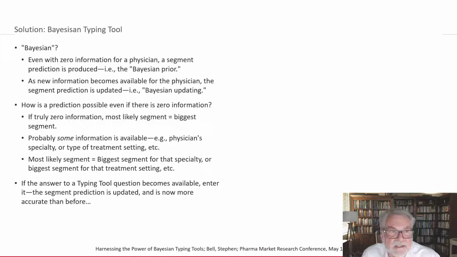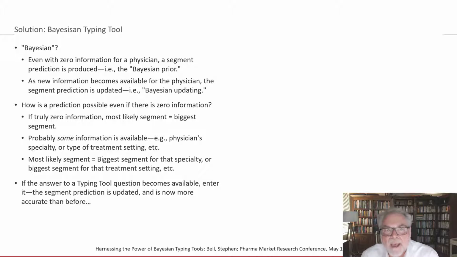The term Bayesian is statistics jargon, but basically, with a Bayesian typing tool, even if you have no information for an individual physician, you'll still get a segment prediction. It's based on what a statistician would call your Bayesian prior. Then with the Bayesian typing tool, as more information becomes available item by item, you enter the additional data into this Bayesian typing tool, and the segment prediction is updated every time with every bit of additional information.